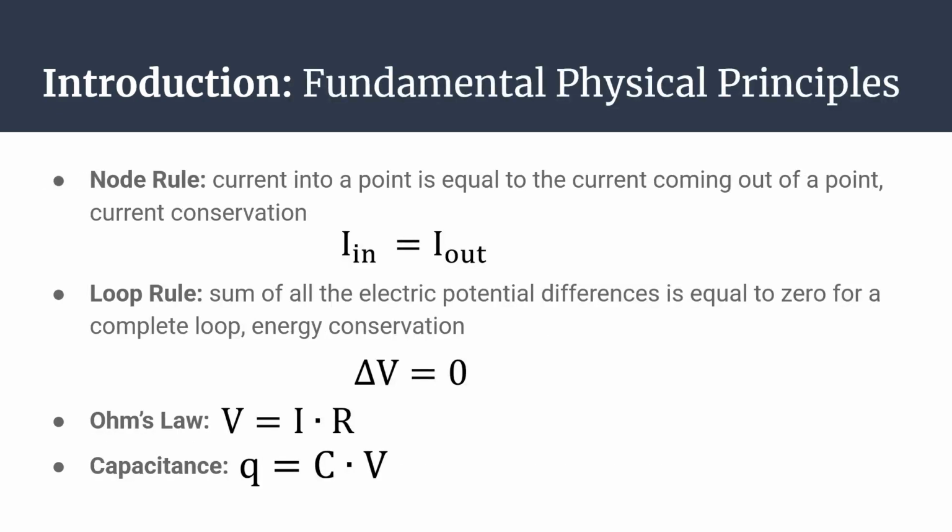For some of the important principles of this experiment, there's the node rule, where the current into a point is equal to the current coming out of the point, and the loop rule, where the sum of all the electric potential differences is equal to 0 for a complete loop. Ohm's law is V equals I times R, and capacitance is Q equals C times V.